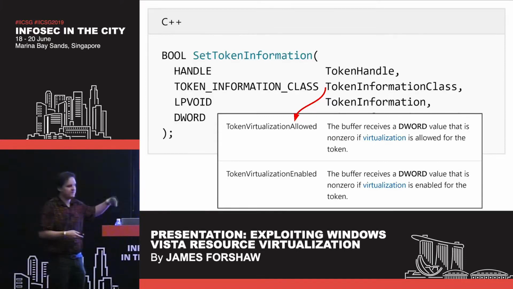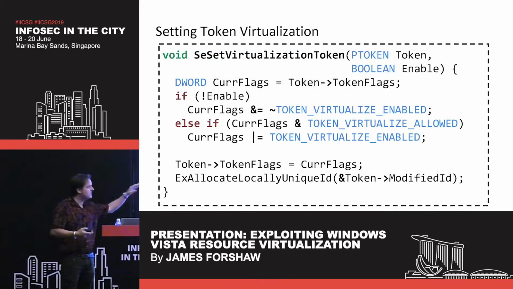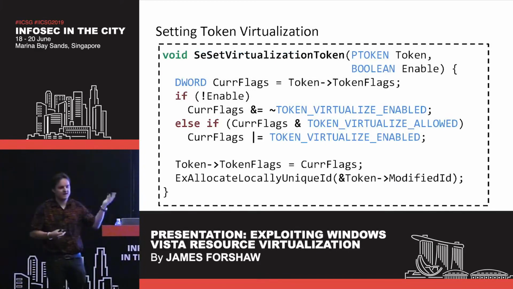So this is just set by an application, and there's also the equivalent get, that token information. And in the kernel, if you go looking at the code, it's very simple. If you're disabling it, it just clears this flag. If you're enabling it, it will only set that enabled flag if virtualization is allowed.